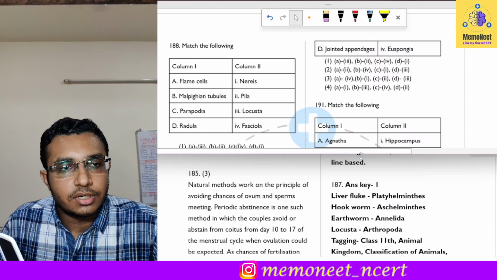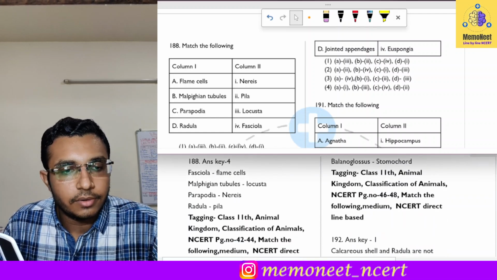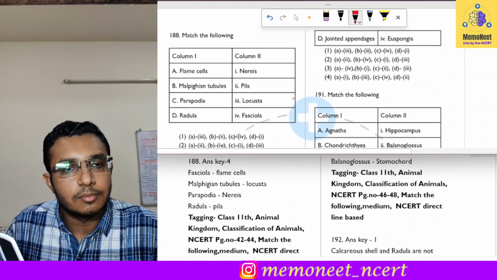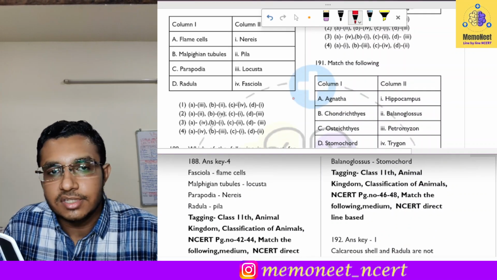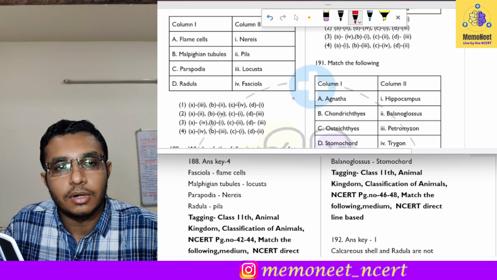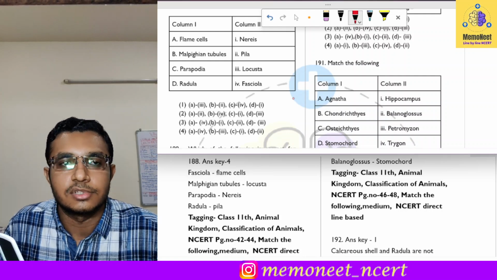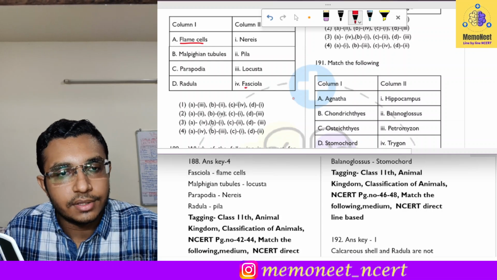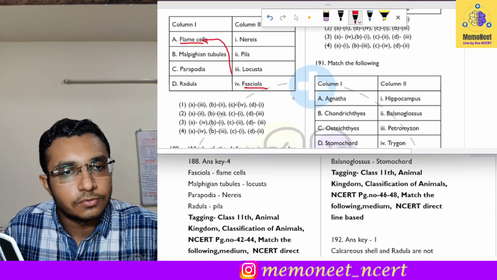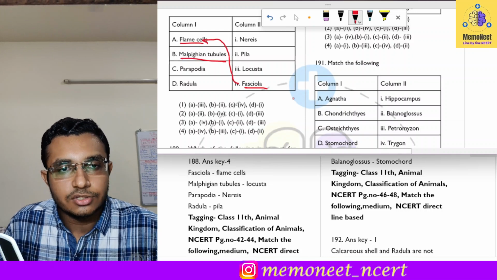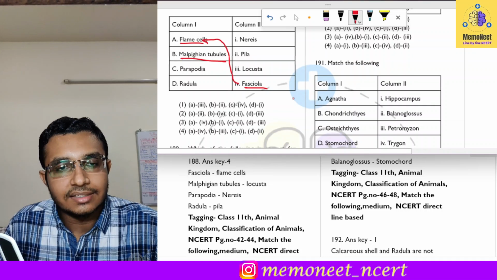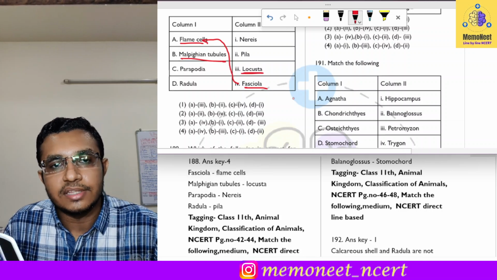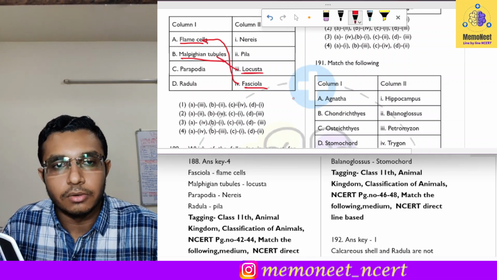Next is question number 188, which is also a match the following type of question. So in this there are some organs given and some examples given, so we have to match the organs which are found in the organisms. The first is flame cells. Now flame cells are found in the fasciola, so A goes with 4. Next is Malpighian tubules. Now Malpighian tubules are the excretory organs in the insects, and an example of insect is Locusta, so B goes with 3.